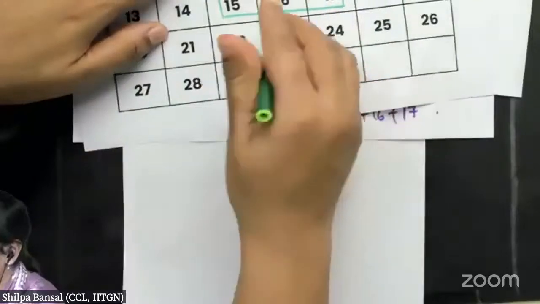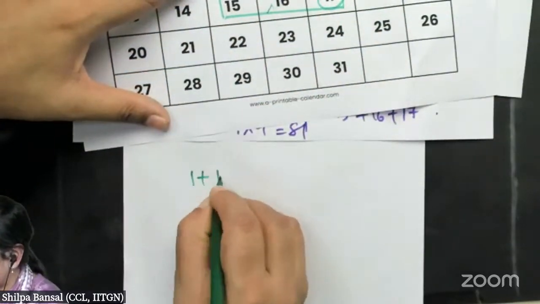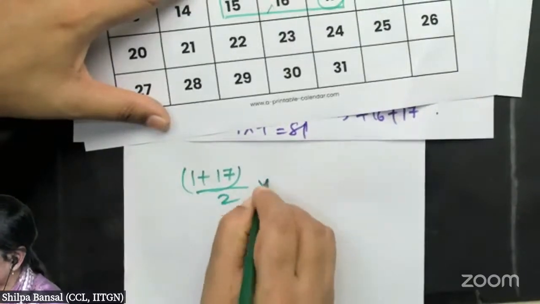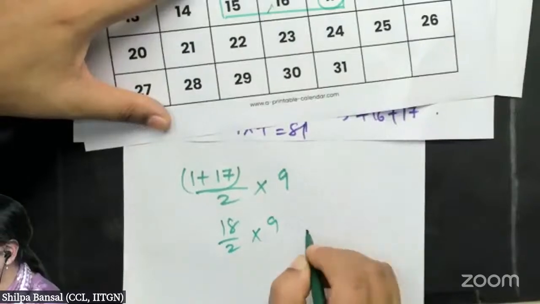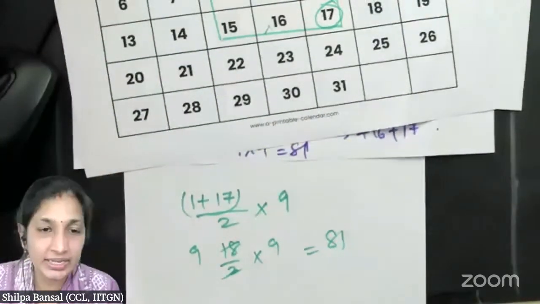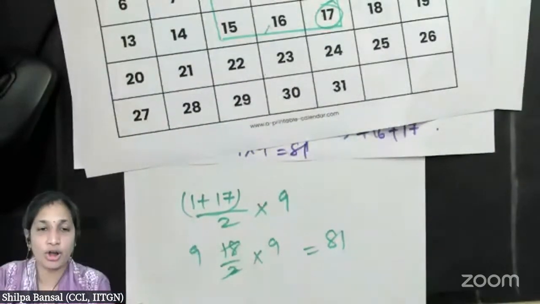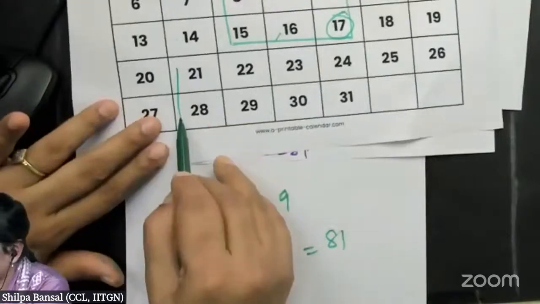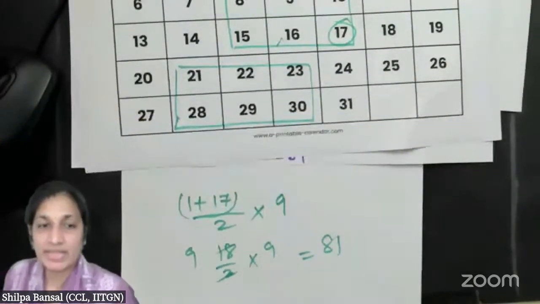See, last number plus first number, it is 1 plus 17, 18 by 2. Total 9 numbers are there. So 18 by 2 into 9. So 81. It applies to any 2 cross 2, 3 cross 3, or any row, any column. If you take any rectangle also, it will be the same thing.